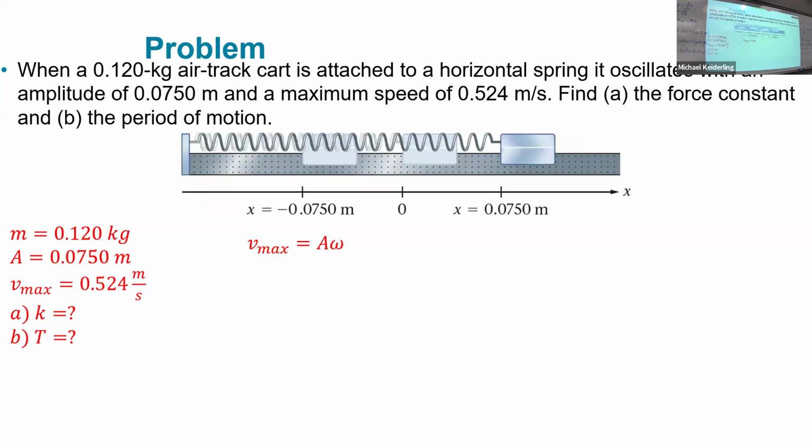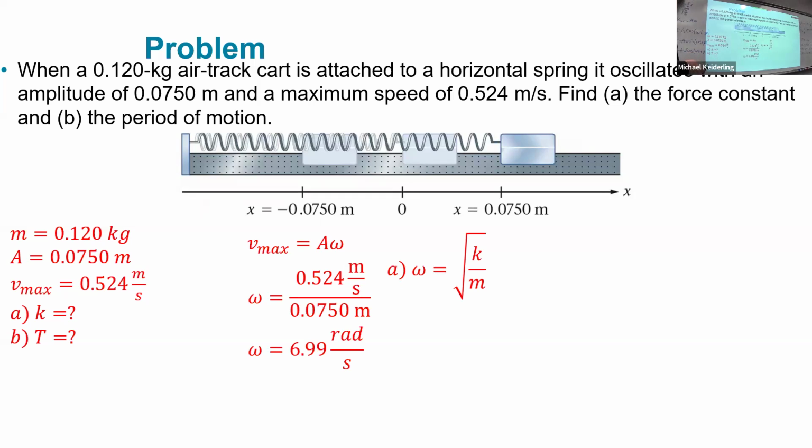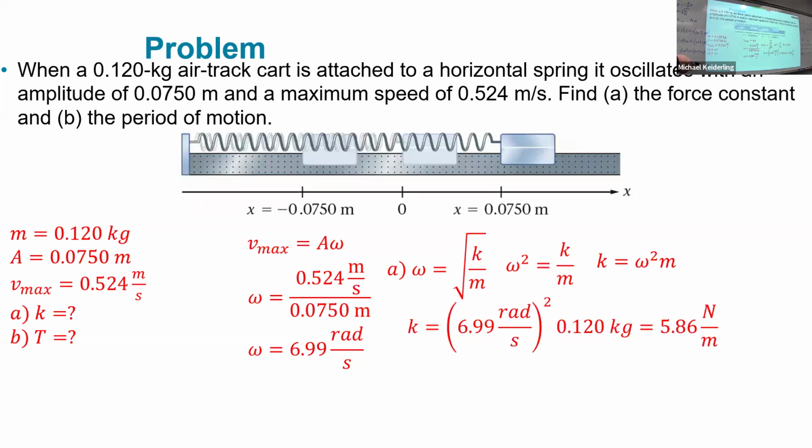So V maximum equals amplitude times omega. So omega is going to be V max divided by amplitude, so 0.524 meters per second divided by 0.075 meters, which is 6.99 radians per second. Omega is square root of K over M. So omega squared is K over M. So K is omega squared times mass. So 6.99 radians per second squared times 0.12 kilograms gives us 5.86 newtons per meter.